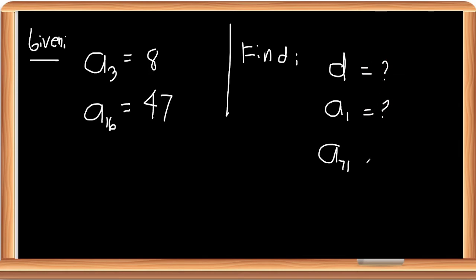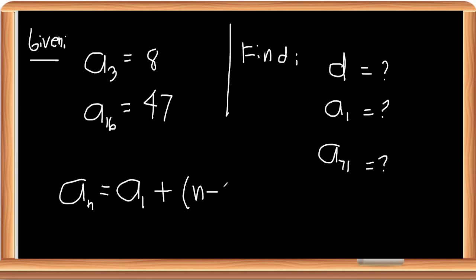Now, we have to stick to the formula. Our formula: a sub n is equal to a sub 1 plus n minus 1 times d, the common difference. How do we find it? There is no a sub 1 and d. Here, we know that your n is 16 or 3. It depends, if you use this formula.